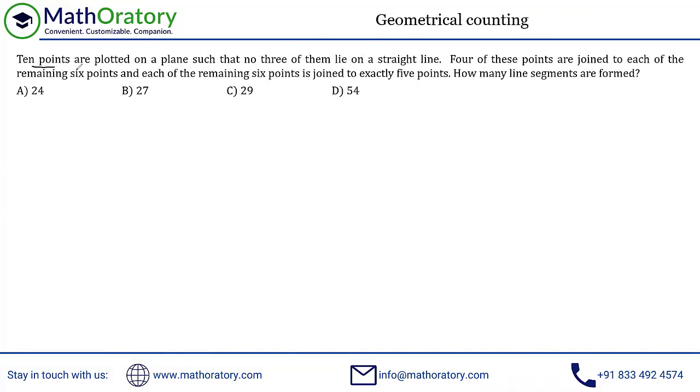We have 10 points which are plotted on a plane such that no 3 of them are collinear. So no 3 of them lie on a straight line.